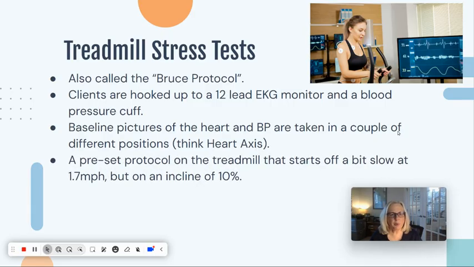So it is a preset protocol on the treadmill. It starts off a bit slow. It's only at 1.7 miles per hour, but it's on an incline of 10%. A lot of the treadmills in the gym only go to 15%. This goes to 22 or 24%, I can't remember exactly. It goes pretty high. It's really, really high.